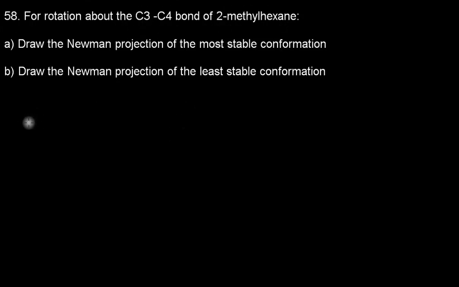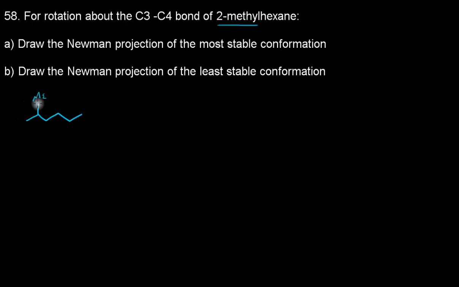So hexane is going to be the root, so meth, eth, prop, but, pent, hex. 1, 2, 3, 4, 5, 6. So that's going to be our hexane. And then the next bit is we have to add our 2-methyl. So 1, 2, there's going to be our methyl right here. So there's our methyl group.